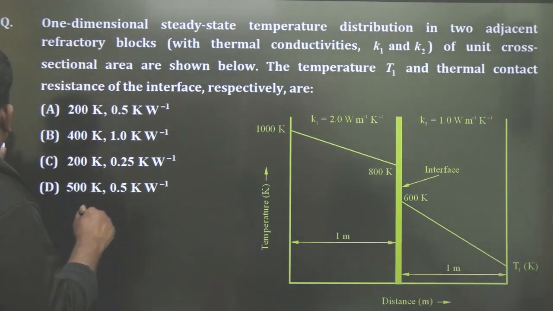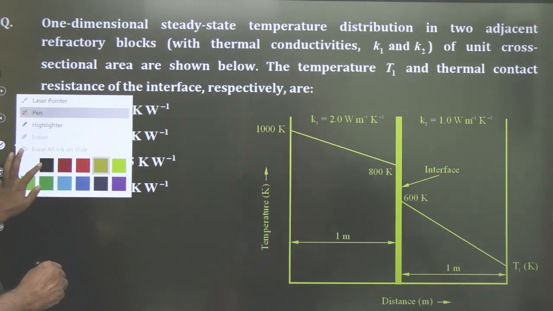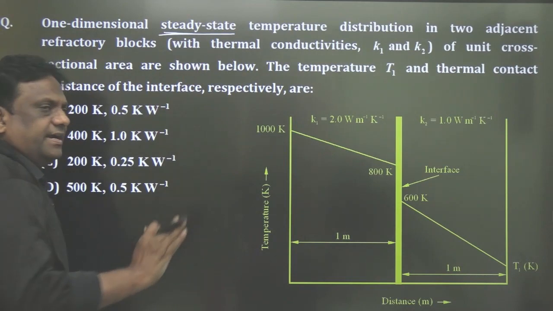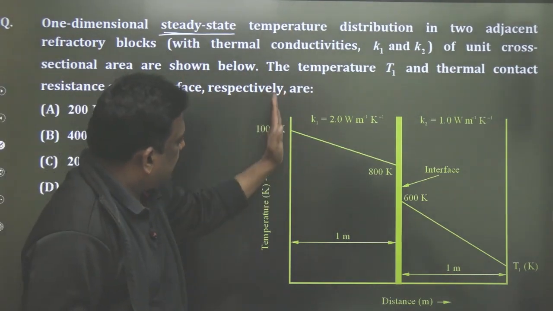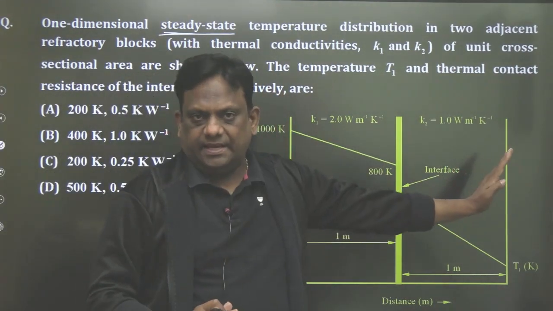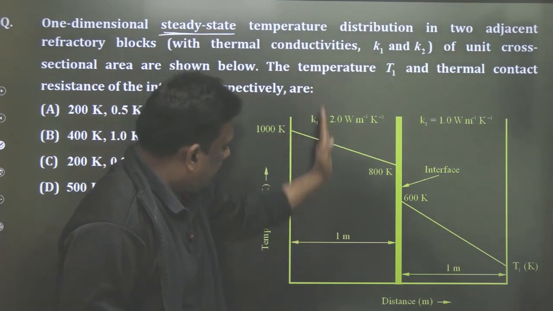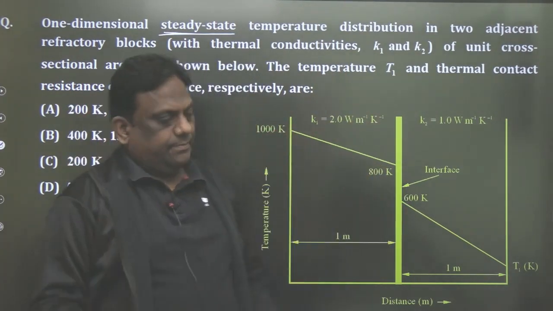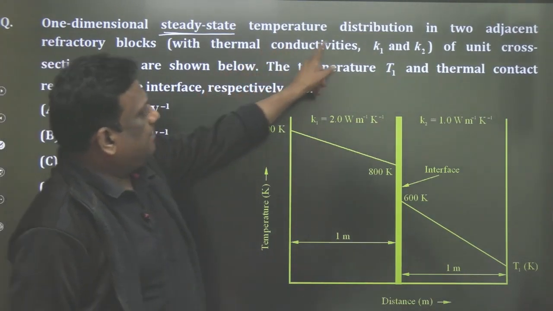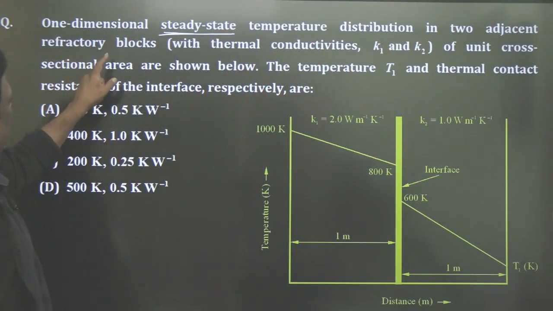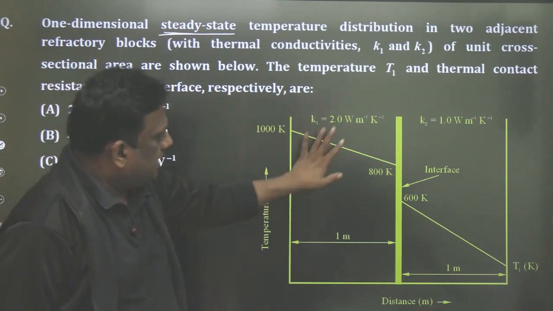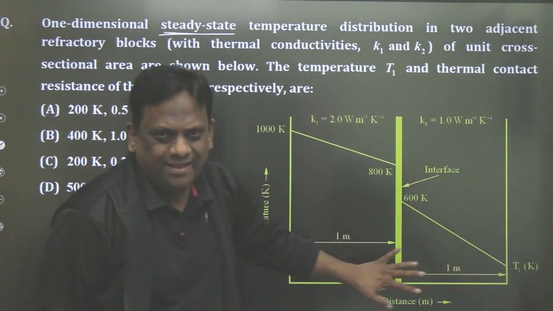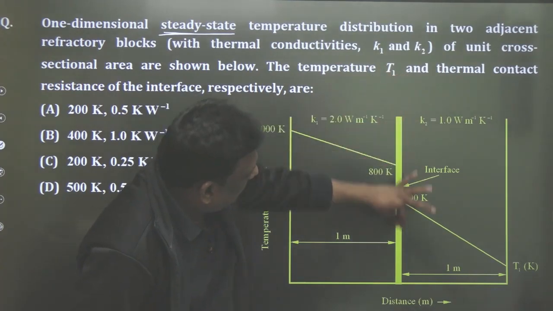One dimensional, and I request everyone to catch this: steady state. Whenever it is steady state, at every section the heat transfer will be the same. Whether you take this section or this section or this section, for steady state, heat transfer is the same. Now, what is he saying? The temperature distribution in two refractory blocks with thermal conductivities. This is one block, this is another block, and there is a thermal contact resistance.